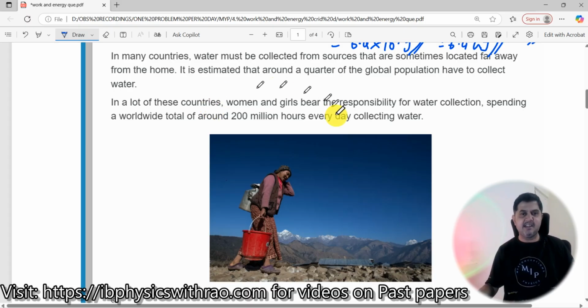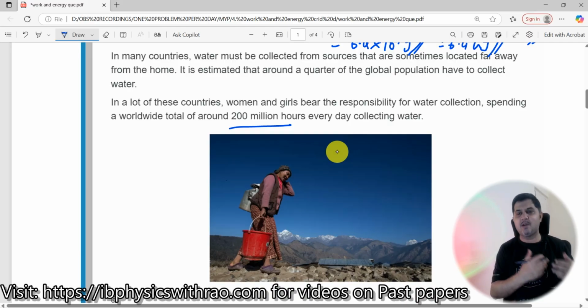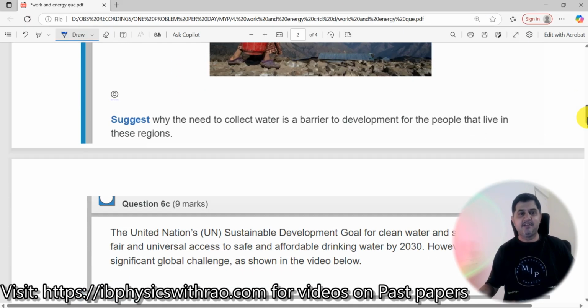In a lot of these countries, women and girls bear the responsibility of water collection, spending a worldwide total of around 200 million hours. Oh my God, it's too much. They spend a lot of time because you have to wait for the water when the water will come, and then you have to collect the water, walk a long distance and then get home. Okay, the gravity of the situation is too high. Suggest why the need to collect water is a barrier to development for the people that live in these regions.